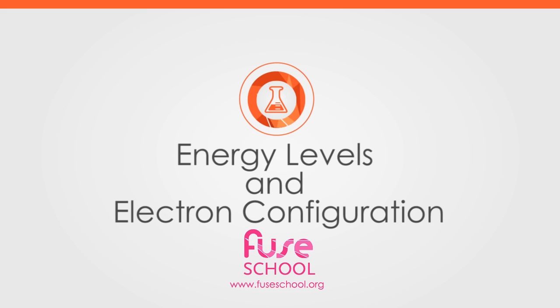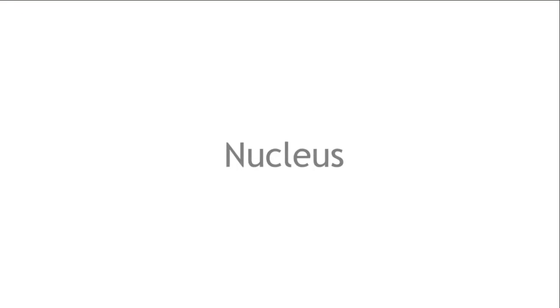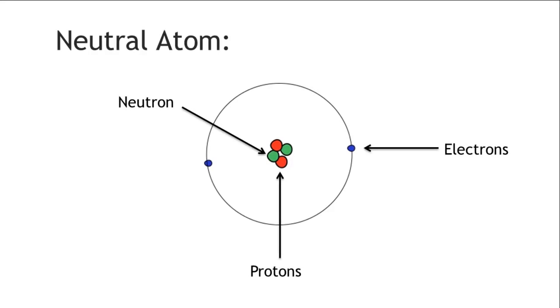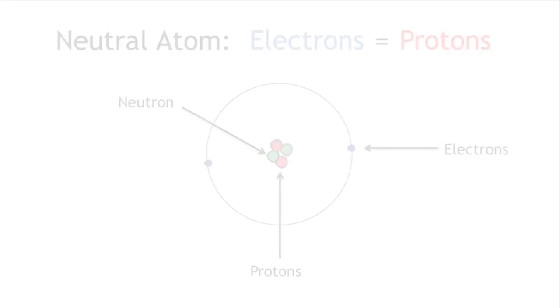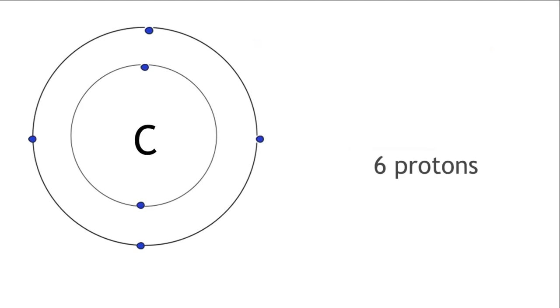In a previous video, we learnt that the nucleus is at the centre of an atom, and that it is made up of protons and neutrons. And around this central point, we find the electrons. We also know that in a neutral atom, the number of electrons is always equal to the number of protons. So in a neutral atom of carbon, there are 6 protons, which means there must be 6 electrons.